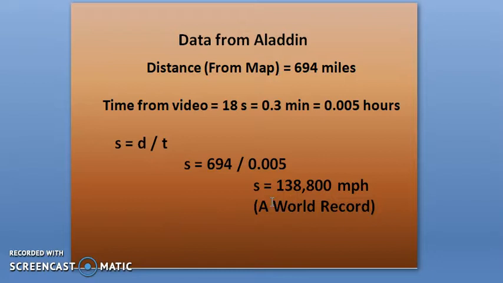Obviously, Jasmine and Aladdin weren't wearing even seatbelts. Their hair wasn't getting messed up. They weren't falling off the carpet. So this, clearly, is not a realistic speed at all.